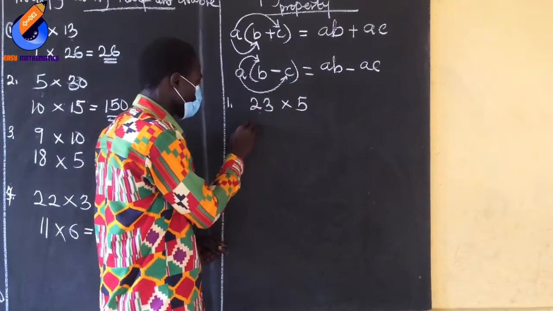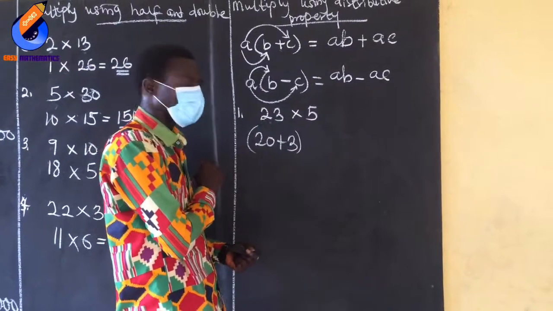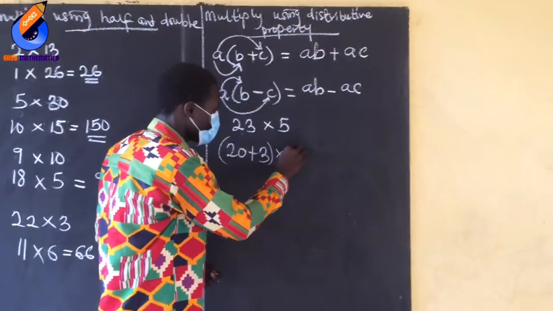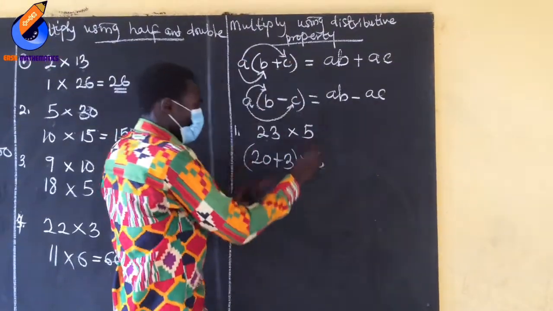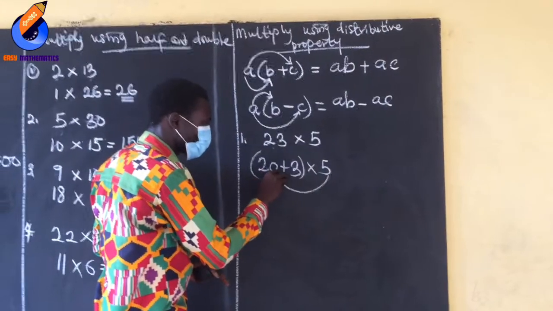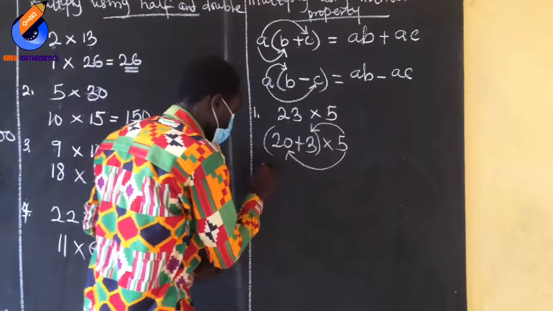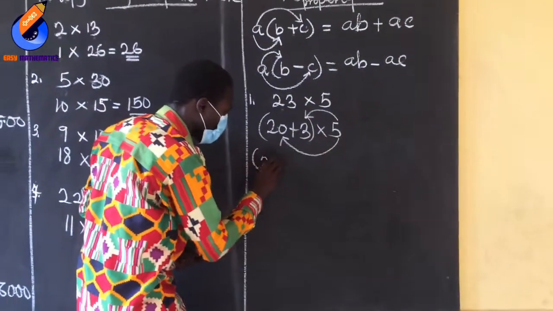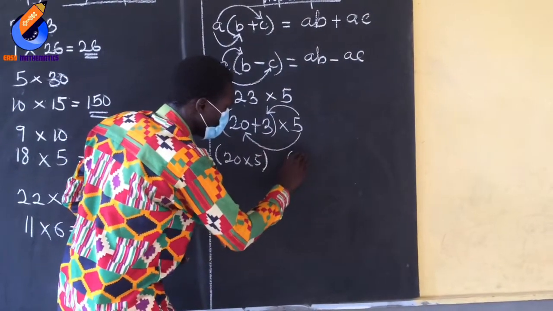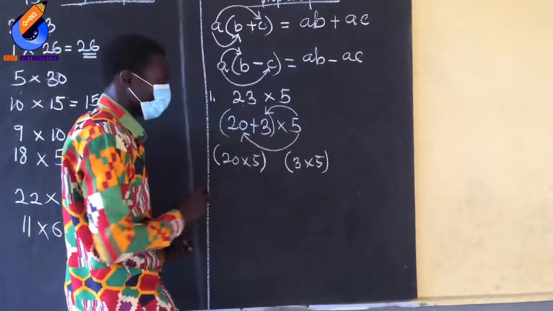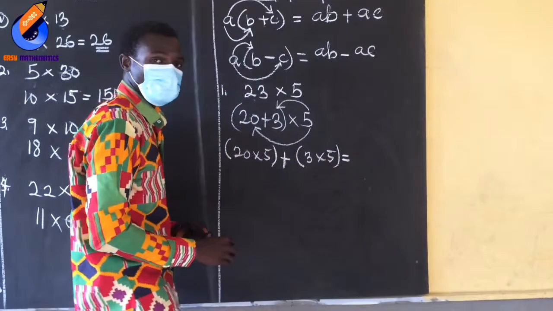I can say that 20 plus 3 will give you 23. So I'll put this in a bracket times my 5. This is the same as this. The 5 will multiply 20, and the 5 will also multiply 3, and you put them together. So I'm going to say 20 multiplying 5 and 3 also multiplying 5. The sign between them is plus, so I'll bring my plus here.